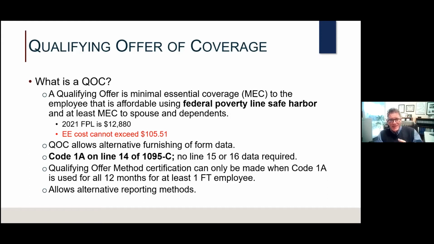The box on the 1094C, where it asks you if you are using this method and if you're certifying it, basically is telling the IRS you are using code 1A for employees on your 1095C, and the certification allows you to do that. So if you're using code 1A on your 1095Cs, you should be checking that qualifying offer method box on the 1094C, and that box should only be checked if you are making a qualifying offer of coverage with this particular cost. If your cost of coverage is below this, you can't possibly be making a qualifying offer of coverage, and so that box has to stay blank.